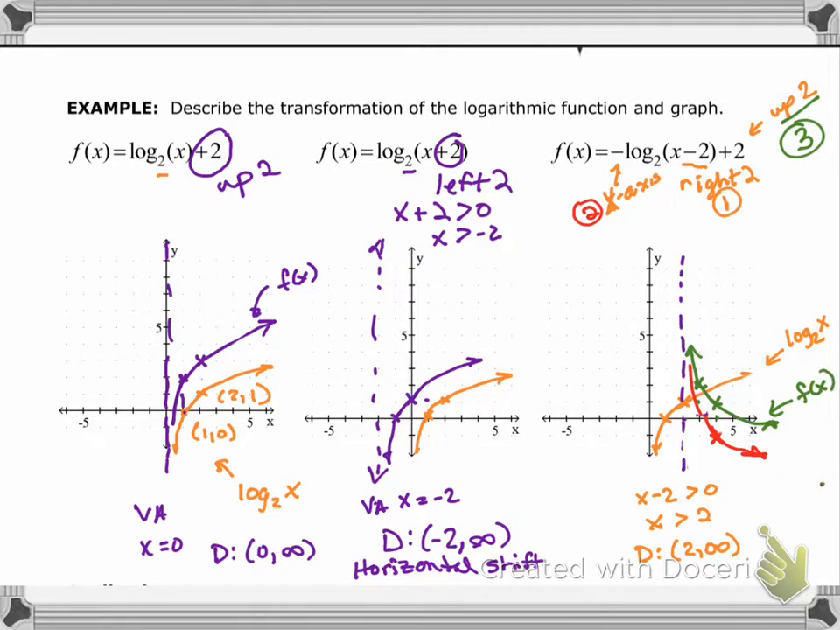Okay, that was a 3-step process. That was a little bit rough, but I think we did okay.